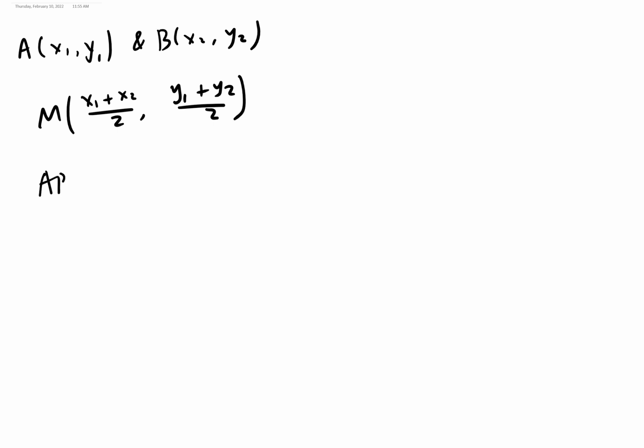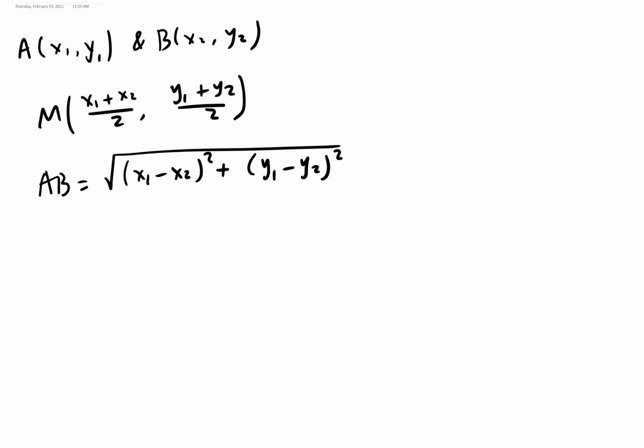The distance AB, or the distance from A to B, is given by the formula: the square root of (x1 minus x2) all squared plus (y1 minus y2) all squared. Also, we can look at examples now. Let A have coordinates (4, 2) and B (0, negative 2). We need to find the distance and the midpoint, the coordinates of the midpoint M.